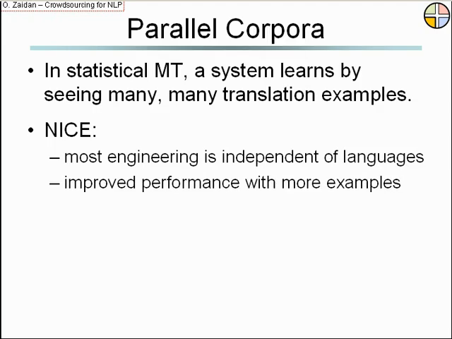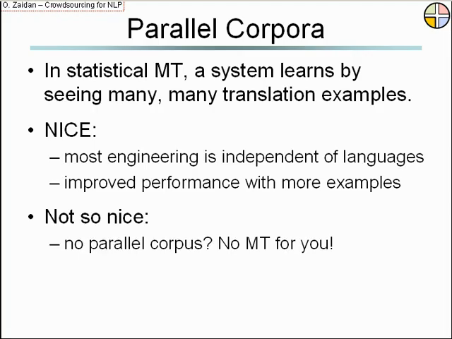And again here, more data, better data, so you can usually improve the performance of your system if you just add more sentence pairs to your parallel corpus. What's not so nice about this is that if you don't have a parallel corpus, you can't really do machine translation, at least not any variety that requires statistical learning. So if you don't have such a corpus, you would create one.